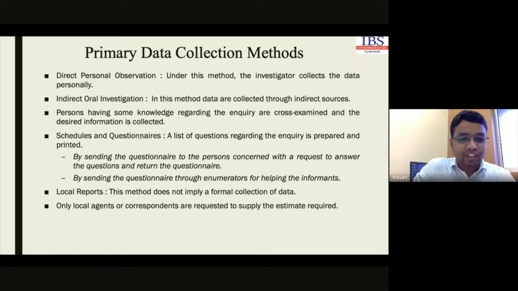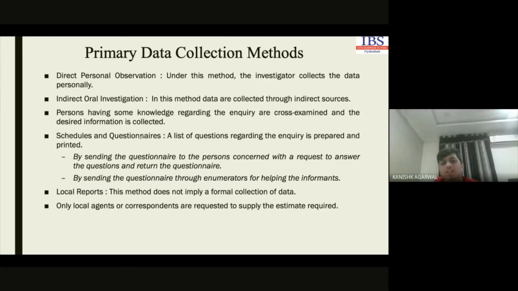And the last one is that local agents or correspondents are requested to supply estimated records. If we don't have any direct access, then we request the local agents, "Please do this job for me." So this is also considered primary data.